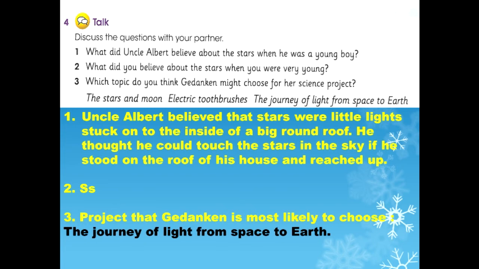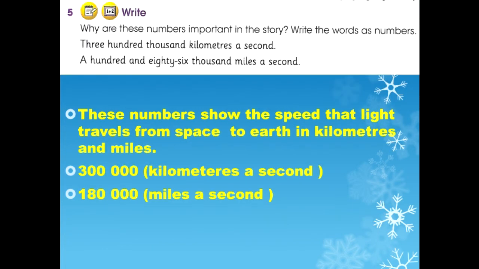We think that the project that Gedanken is most likely to choose is going to be the journey of light from space to Earth. Now 5. Why are these numbers important in the story? Write the words as numbers: 300,000 kilometers a second, 186,000 miles a second. These numbers show the speed that light travels from space to Earth in kilometers and miles.